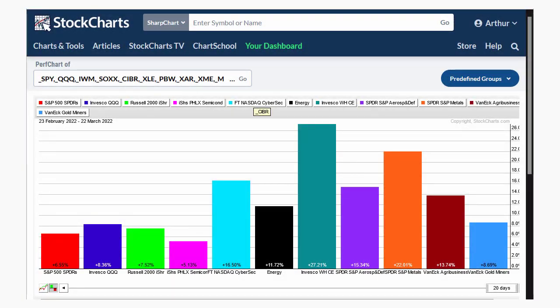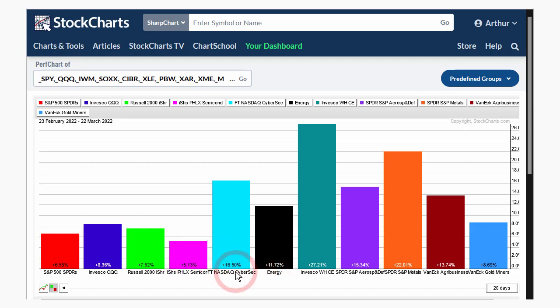So I picked out some ETFs that relate to these themes. Now, this is on the close on the 22nd of March, but you can see SPY, QQQ, and IWM are all up sharply. Semiconductors are lagging, only up 5%, so relative weakness. But there we can see cybersecurity outperforming.